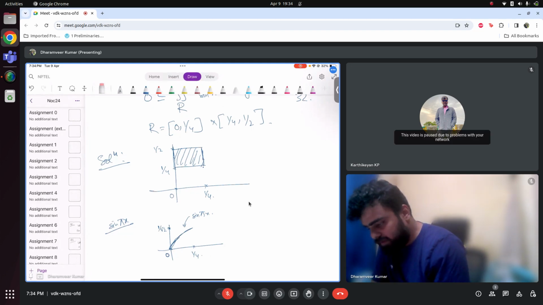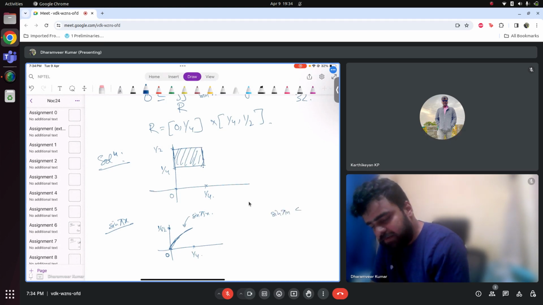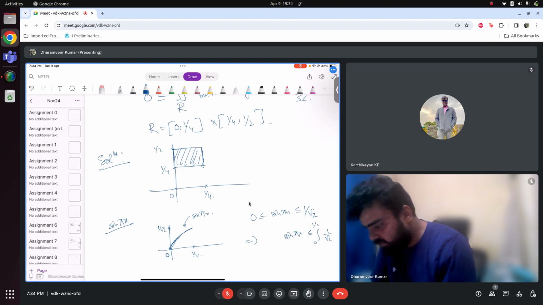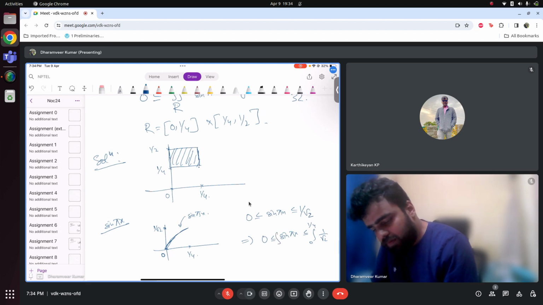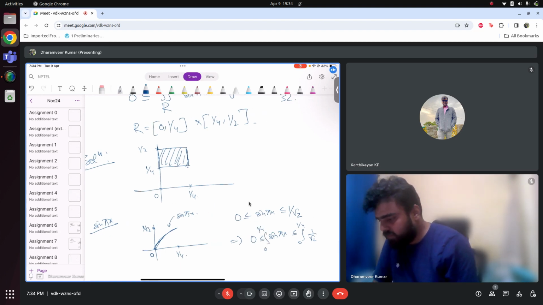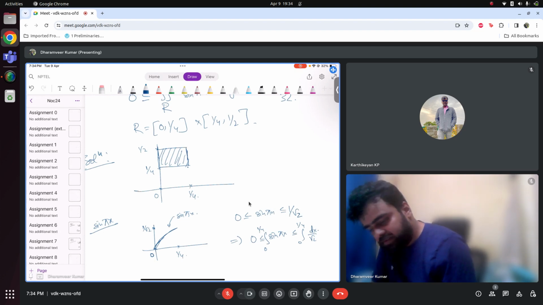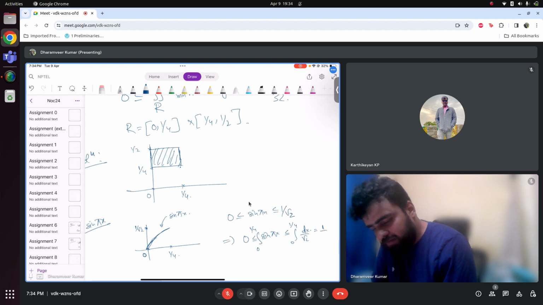So sine pi x is between 1 by root 2 and 0. That implies sine pi x is this, 1 by 4 into 1 by root 2.